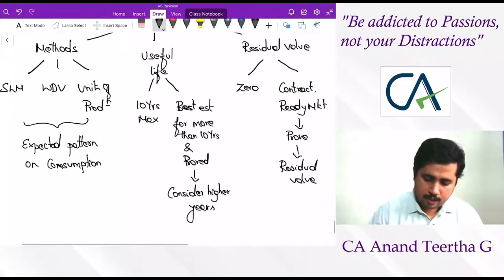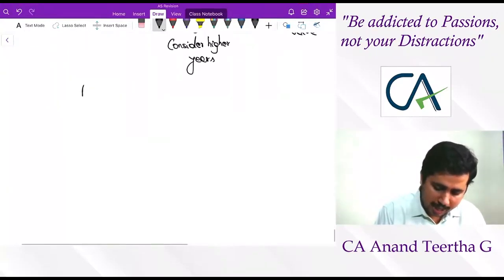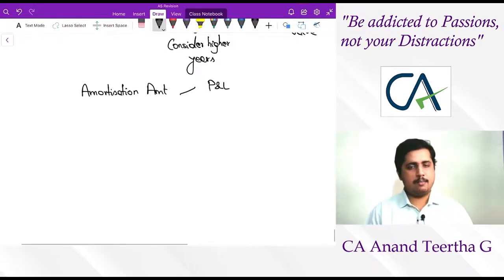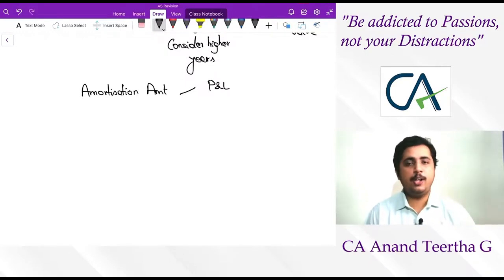Now, whatever amortization amount you get, that is charged to P&L. That's the normal mechanism. Any amortization you get goes to P&L. Schedule 3, depreciation and amortization. It will go to P&L.